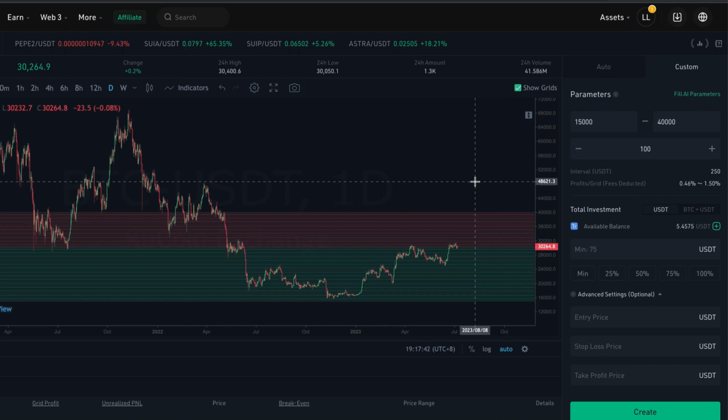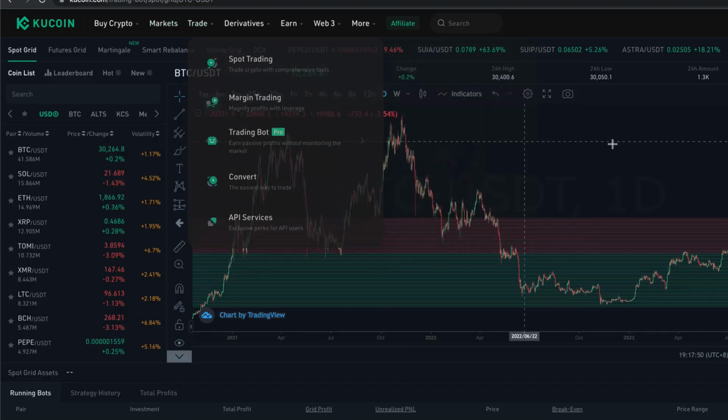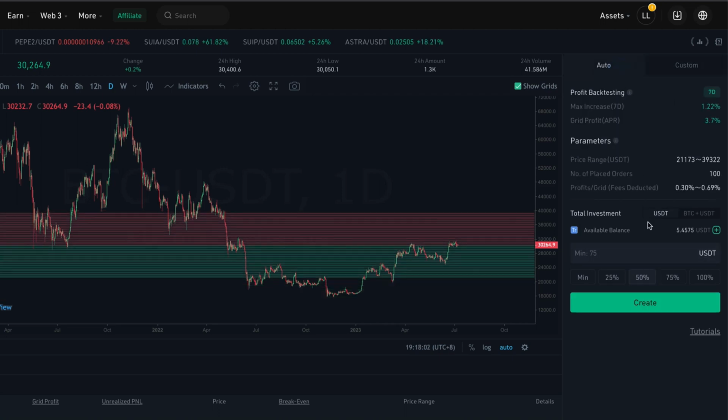I highly recommend you go ahead and set one up. If you haven't played around with it, make sure you sign up to Kucoin in the description, go over to trade, come down to Trading Bot Pro, and set up a spot grid trading bot. You can start them up for as little as $75 and get used to them and see how it works and figure out the best parameters for yourself, or just go with the auto parameters and see how Kucoin's suggestions go.